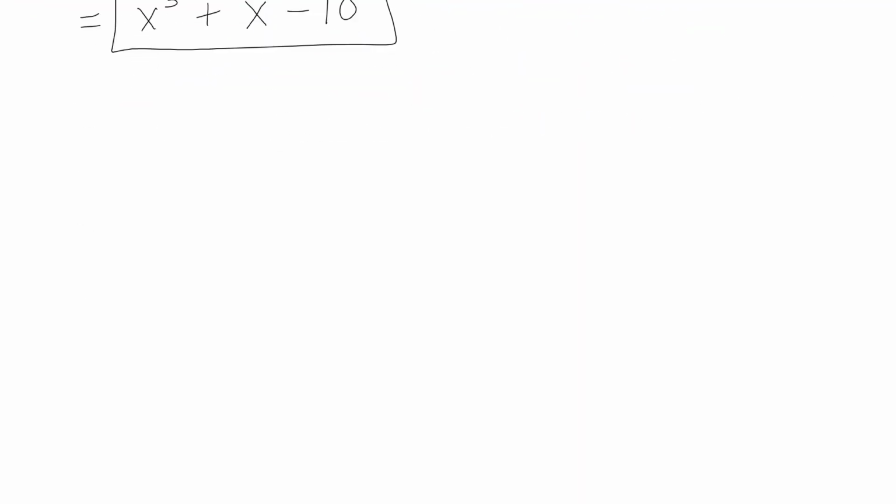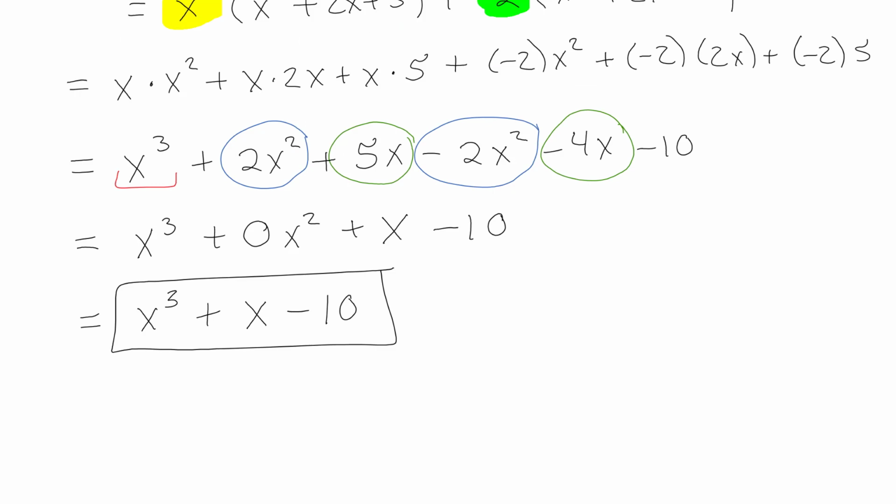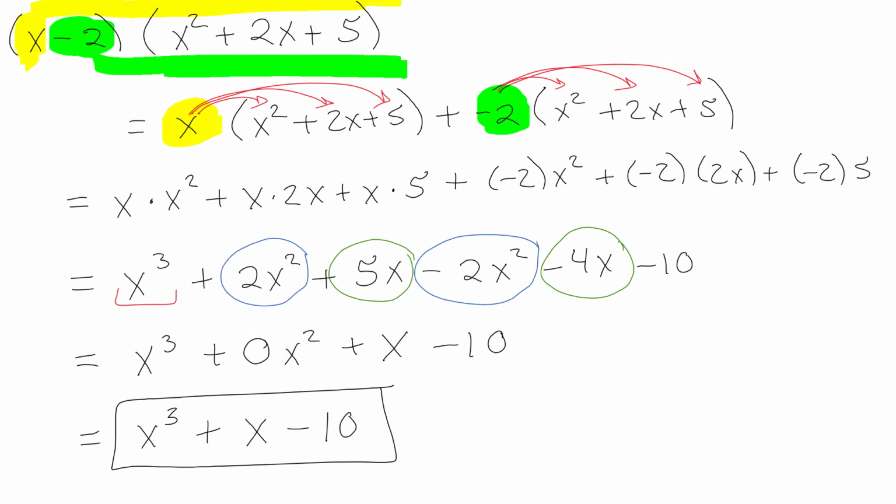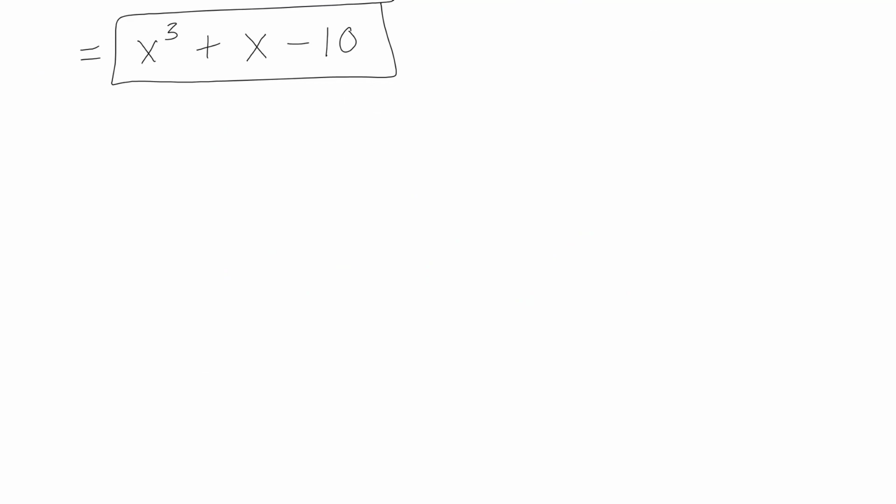Now the FOIL method, so this method here works all the time for everything, okay? No matter what you've got, this method will work. If you just take each term and multiply by each successive term in that expression, you're wonderful. Now, a lot of people, however, were raised on the FOIL method.